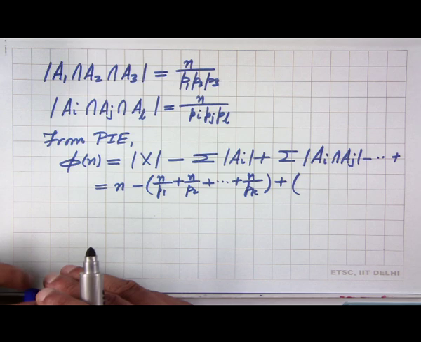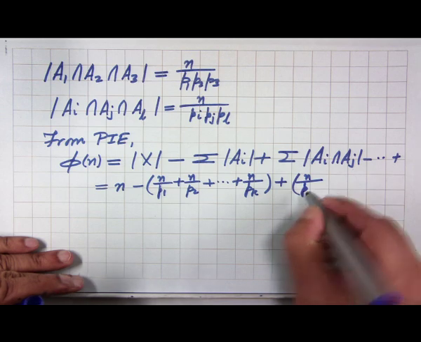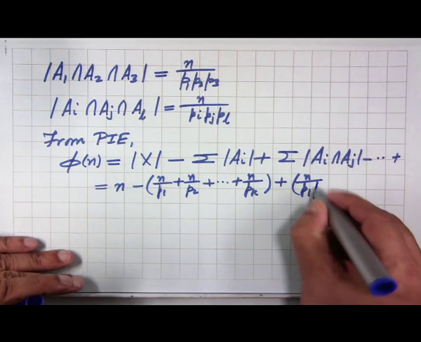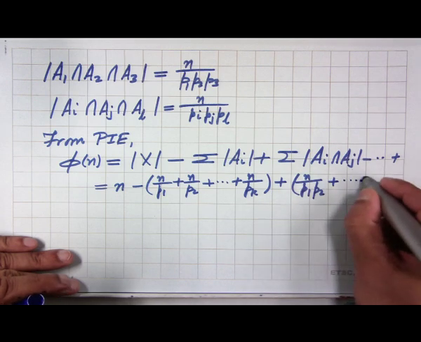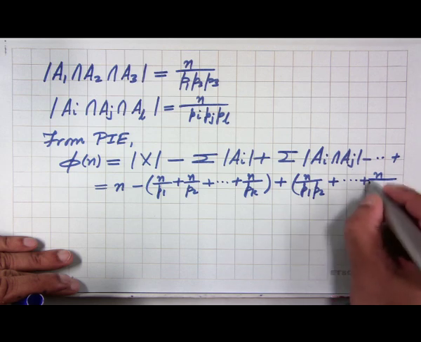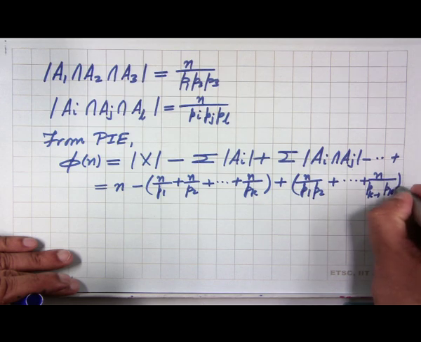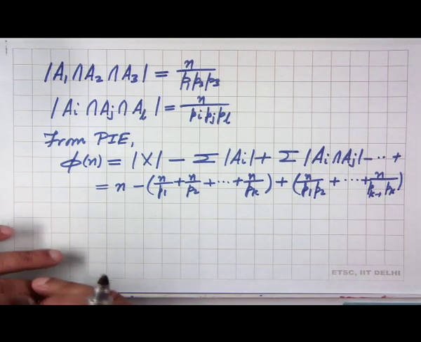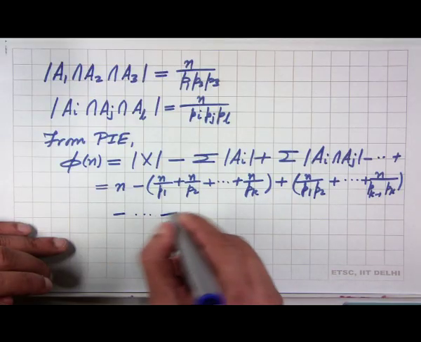What about the Ai intersection Aj? Well, I begin with A1 intersection A2. I know this to be n by P1, P2, and then so on and so forth. And I kind of end with n by Pk minus 1 Pk. All the numbers taken 2 at a time, the primes, they form the denominator. And the whole thing is n divided by that. And then I have minus dot dot dot plus dot dot dot.